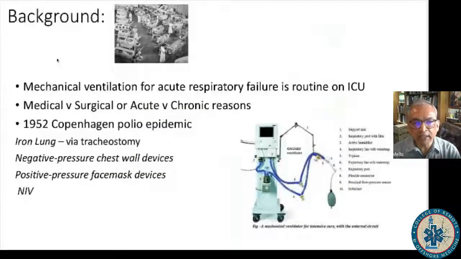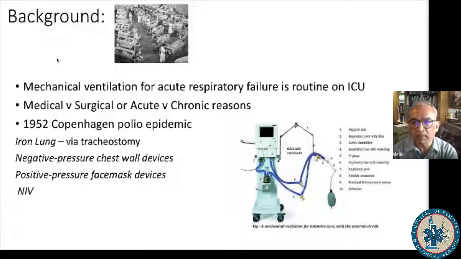We know that mechanical ventilation is used for an acute respiratory failure, and this is fairly routine on intensive care. Intensive care can be differentiated between medical intensive care and surgical intensive care. And it will be no surprise to you that the surgical patients tend to spend less time on the ventilator and in intensive care, because once you've corrected the surgical problem, they tend to do well.